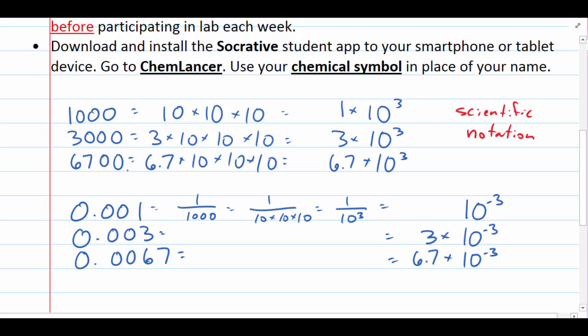Now, the way I learned it was like this. If we look at this number, 6,700, we would move that decimal till we got a number between 1 and 10. So I move it this way, and I get 6.7. And then I was told that if we move it to the left, that means we wind up with an exponent that is positive. And if we look at something like this, we're moving the decimal to the right, and here we come up with 6.7. And if we move it to the right, we get an exponent that is negative.